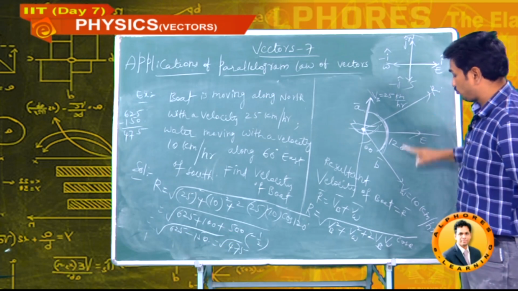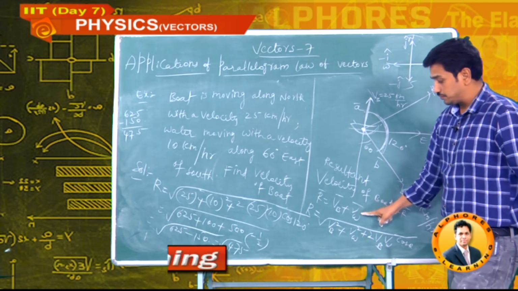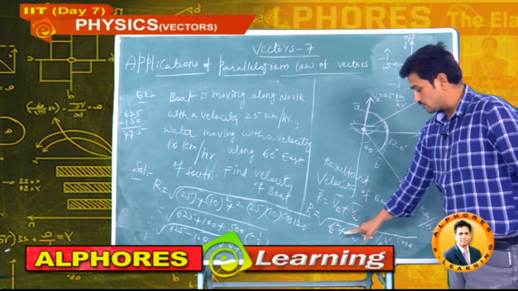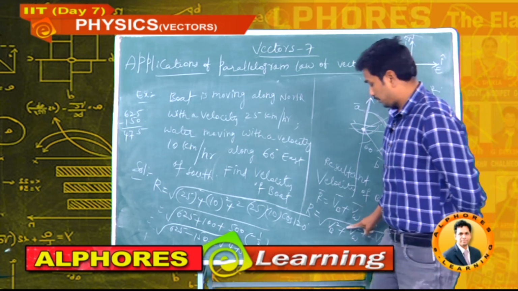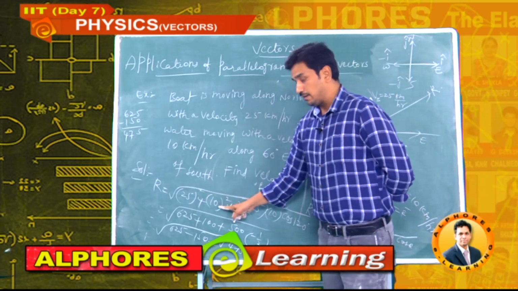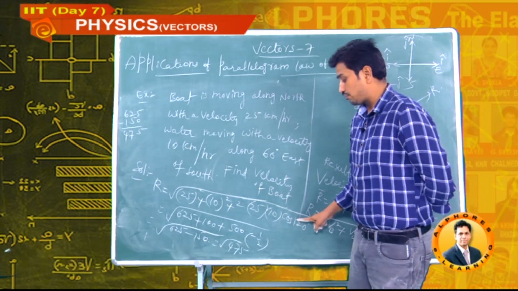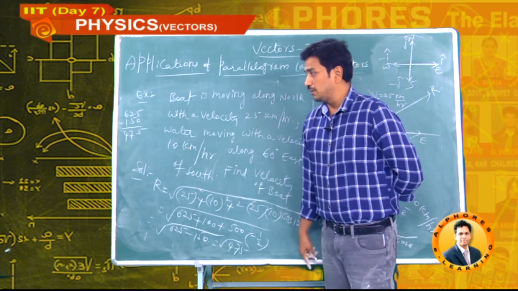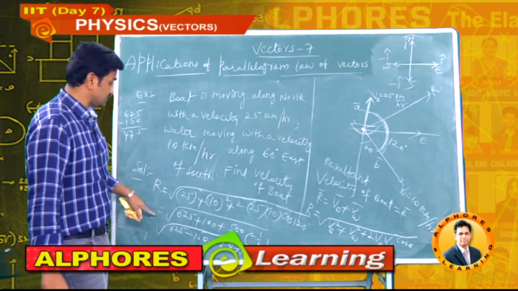Resultant velocity of the boat in water is R bar equal to VBW bar plus VW bar, under root of VB square plus VW square plus 2 VB VW cos theta. Substitute, VB is 25, VW is 10, 2 into VB into VW into cos 120. Cos 120 value is minus 1 by 2. After simplification, what is the answer? Root 475 is the answer. Have you understood this point?